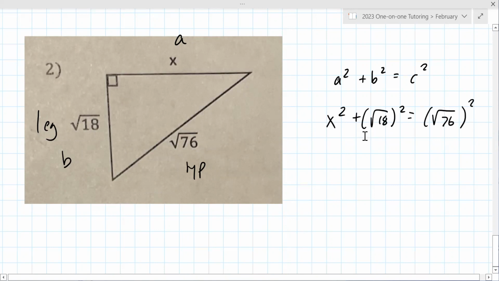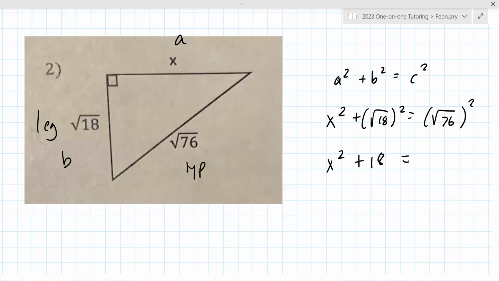Can you tell me what the square root of 18 squared is? 18 squared is 18. Okay, so it's X squared plus 18 equals what's on the right hand side. The right hand side is the square root of 76.